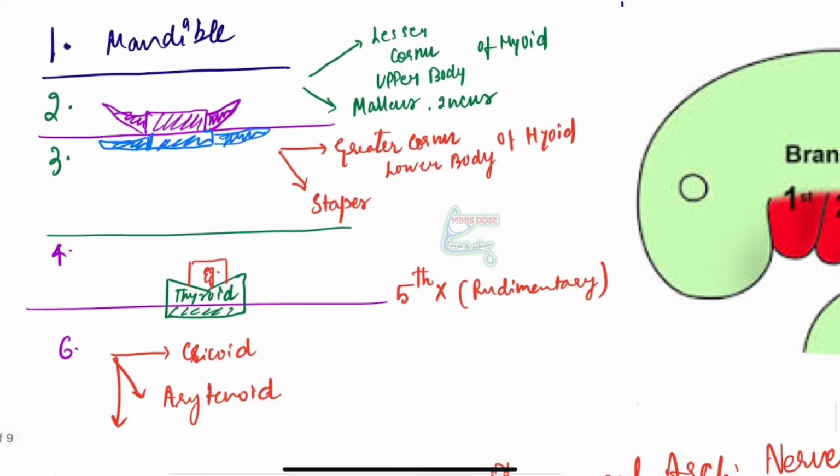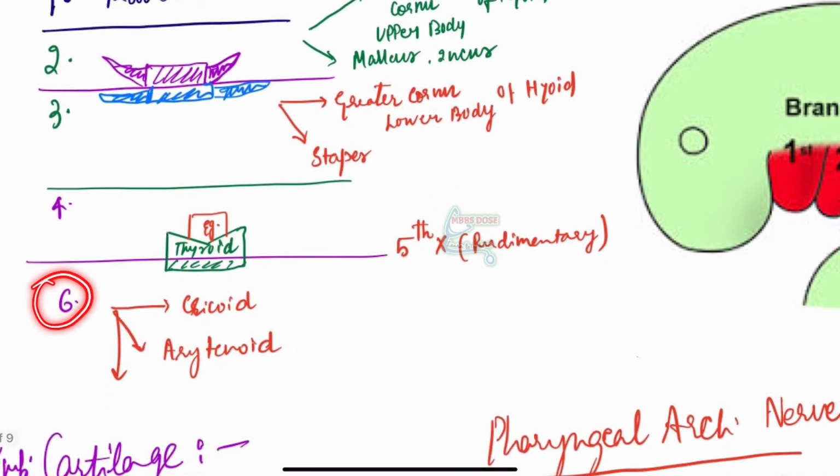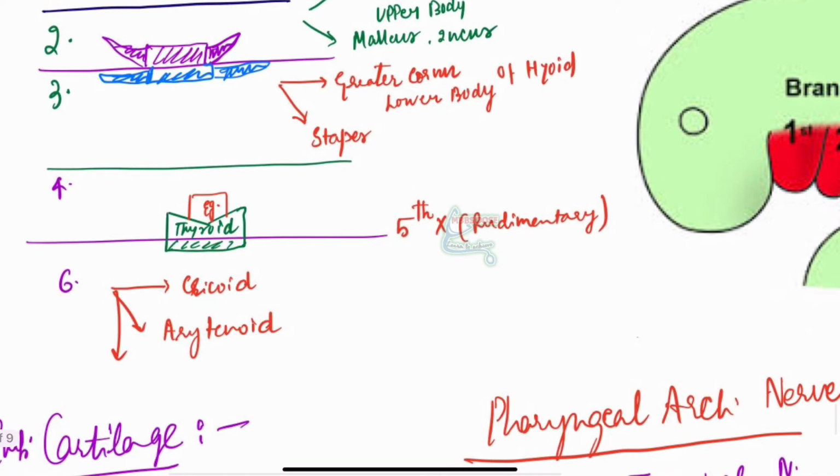Here we will learn the 4th and 6th pharyngeal arches together, because the thyroid gland is formed by these 2 arches. The lower part of the thyroid is formed by the 6th pharyngeal arch, and the upper part of the thyroid is formed by the 4th pharyngeal arch. Along with that, the epiglottis is formed from the 4th pharyngeal arch. Something special about the 6th pharyngeal arch is that the laryngeal cartilages, like cricoid, arytenoid and the others, are derived from the 6th pharyngeal arch.